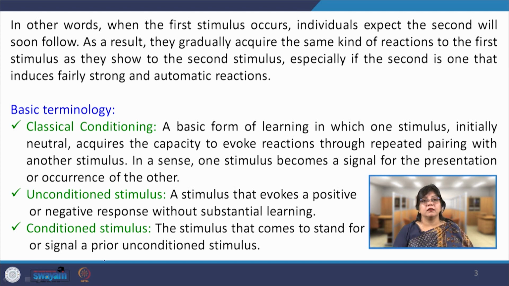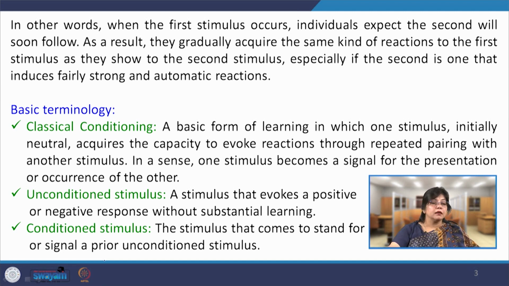So, on the slide itself a basic terminology has been mentioned, that what is classical conditioning as given by Ivan Pavlov: a basic form of learning in which one stimulus, initially neutral, acquires the capacity to evoke reactions through repeated pairing with another stimulus. So, when the click and the alarm sound are combined in the long run, the click also evokes a similar response. In a sense, one stimulus becomes a signal for the occurrence of the other. This is how pairing has been done and a similar response is evoked.